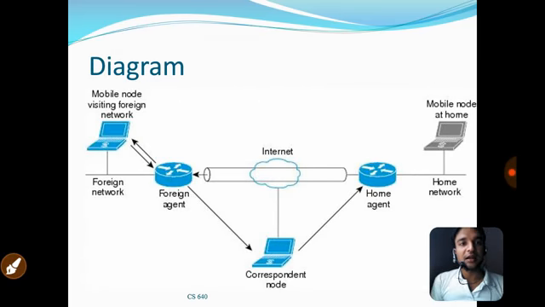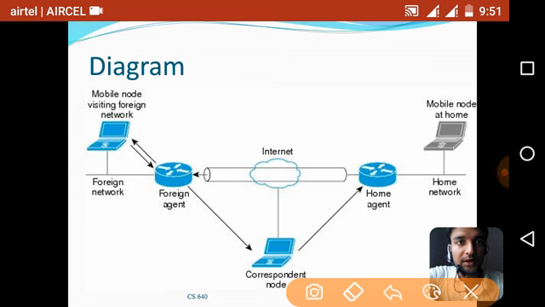Okay, so this is the diagram. You must make this diagram in your exam. This will give you the full marks, and it is enough to get full marks. So let's see first what is in the diagram. You are looking that there is one mobile node. So this is the mobile node. The diagram shows: mobile node visiting foreign network, mobile node at home, correspondent node, foreign agent.